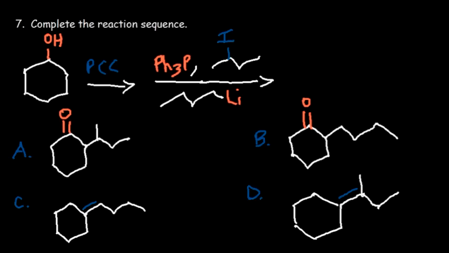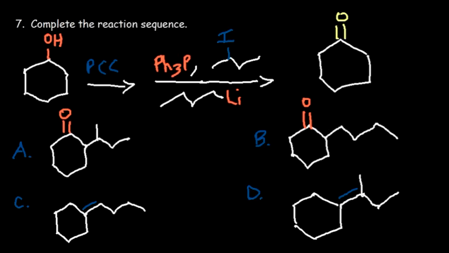Number 7, complete the reaction sequence. So we have cyclohexanol reacting with PCC, and then we have some other reagents as well. So what does PCC do to an alcohol? If it's a primary alcohol, PCC can oxidize it to an aldehyde, and it can oxidize secondary alcohols into a ketone. So that's the end result of the first part.